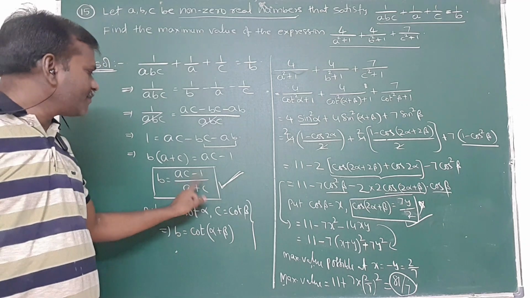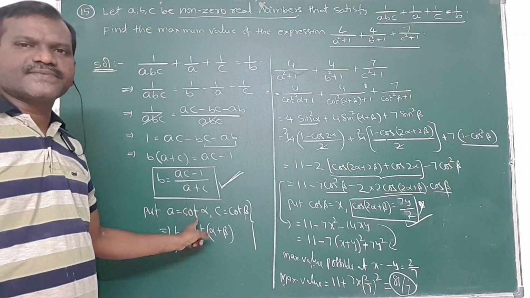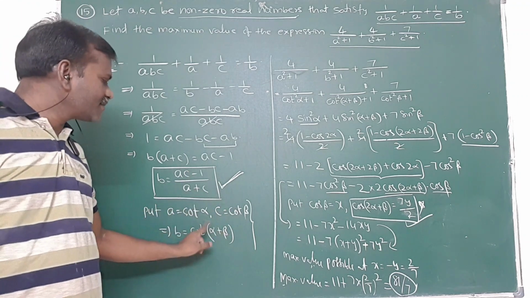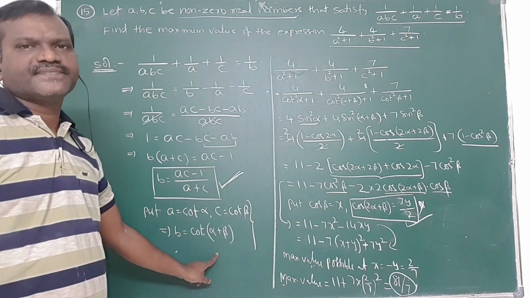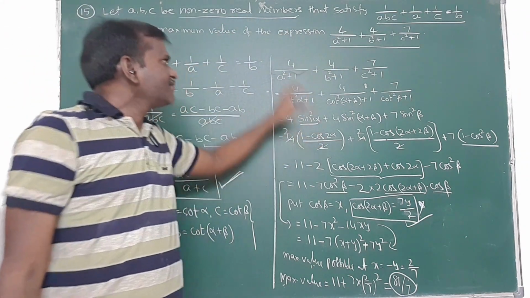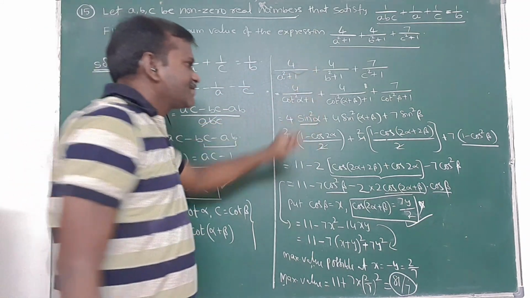So this is of the form cot alpha cot beta minus 1 by cot alpha plus cot beta. A trigonometric substitution simplifies it. That's why I substituted A is equal to cot alpha and C is equal to cot beta, so that I got B is equal to this one. Then I substituted the values of A, B and C in the given expression. We have to find the maximum value of this expression so that it simplifies. This part is the important thing.